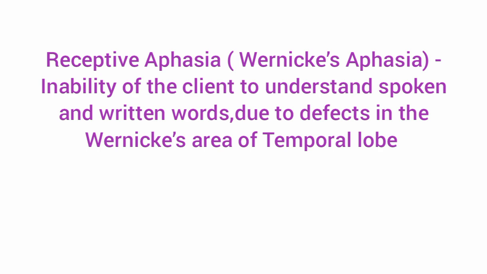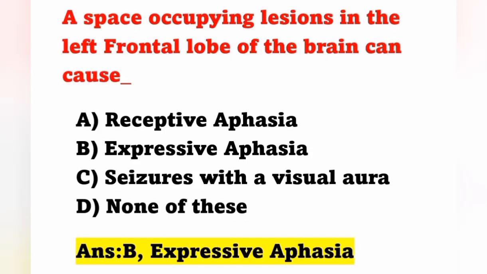Okay, there are two types of aphasia, expressive and receptive aphasia. So our question was, lesions in the left frontal lobe of the brain can lead to expressive aphasia. Option B. Move on to the next question.